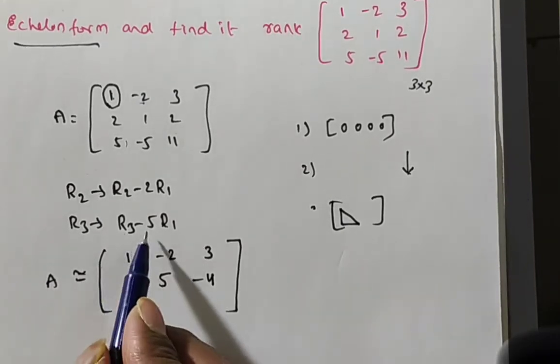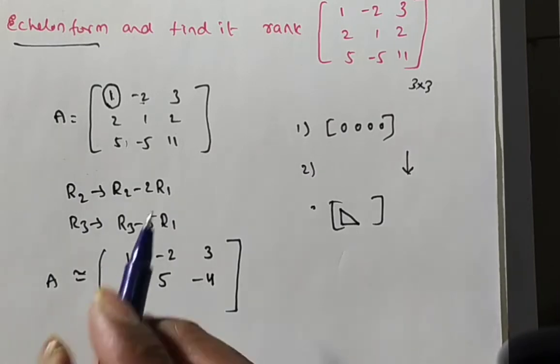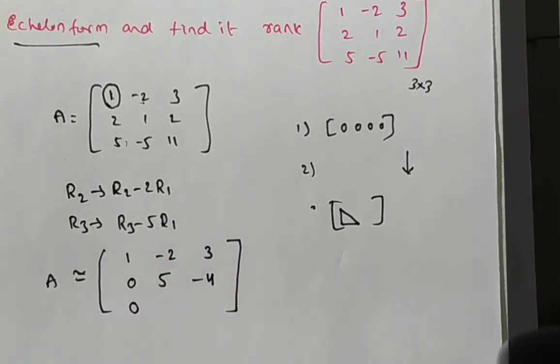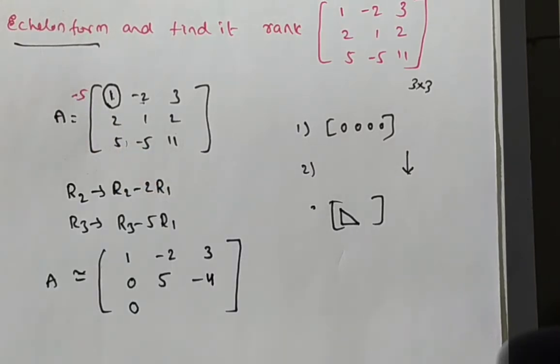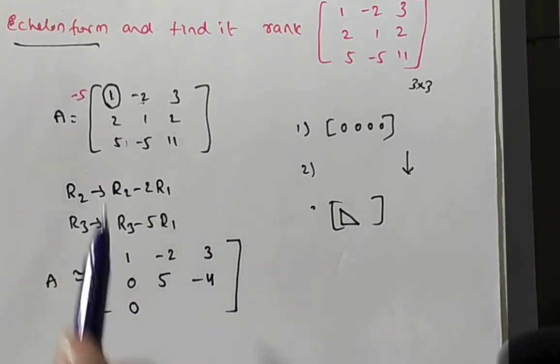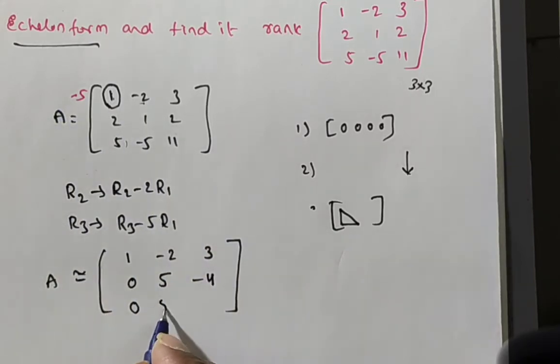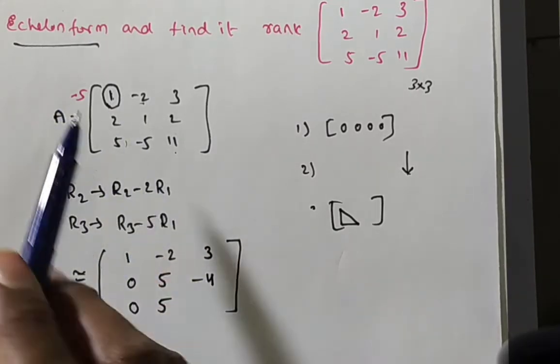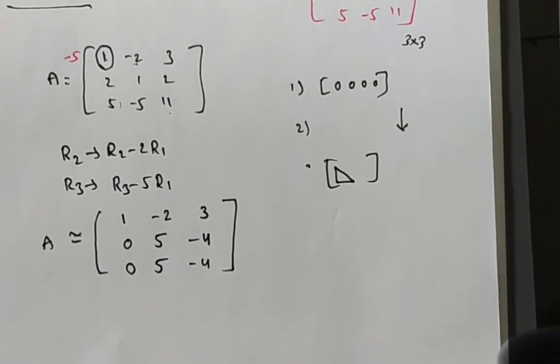Third row, R3 minus 5 R1. So 5 minus 5 is 0. Next, minus 5, I can write for convenience here, minus 5 minus of minus 10 is plus 10, nothing but here you will have plus 5. Next, 11 minus 15 is minus 4. So this is the third row.